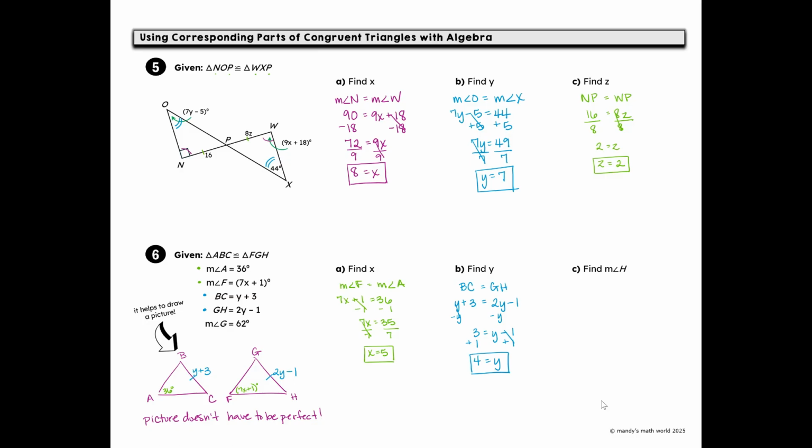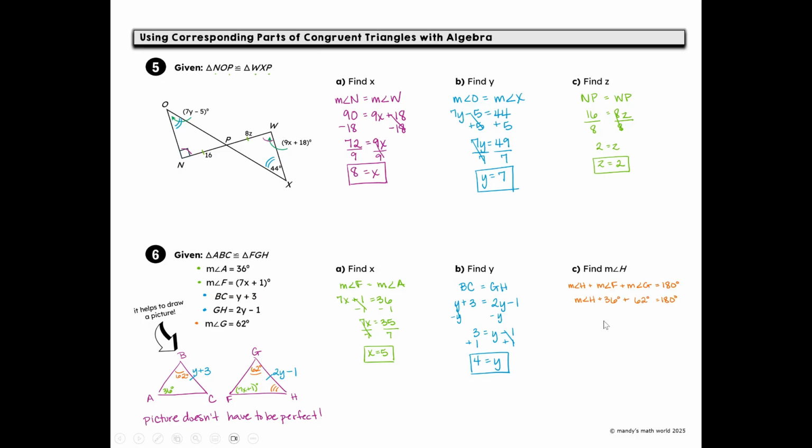And lastly, we need to find the measure of angle H. Angle H right here. Well, I know the measure of angle G to be 62 degrees, right? And I'm looking to find the measure of angle H. I know F to be 36 degrees, right? So this is 36 degrees. This is 62 degrees. We're asked to find the measure of angle H. So I am going to use my triangle sum theorem, which states that the measure of angle H plus the measure of angle F plus the measure of angle G is 180 degrees.